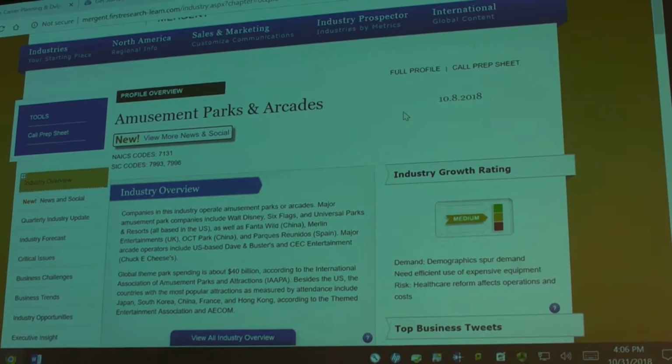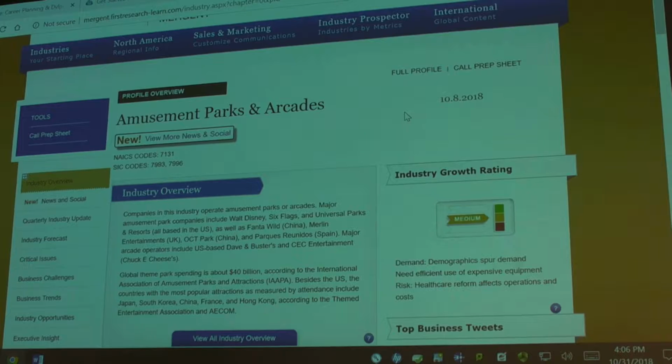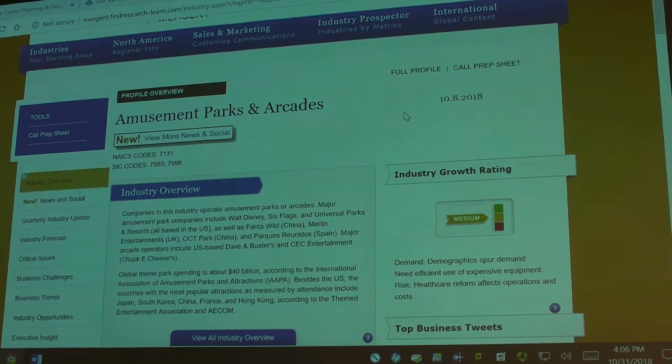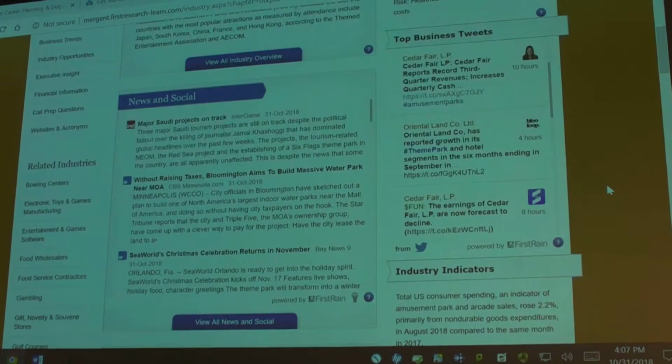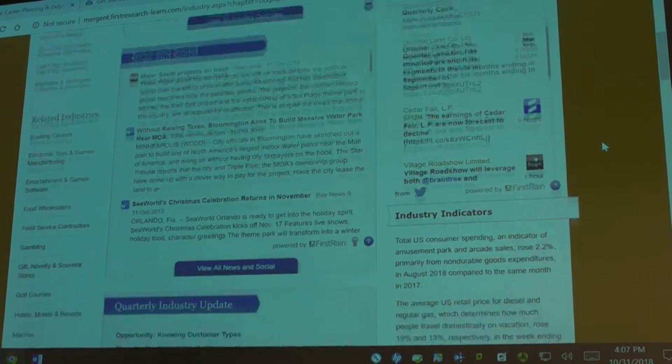You do not want to go into an interview with a company in a particular industry and you're looking at a report to prepare yourself, and that report is 5-10 years old. You want as recent as you can get. Other things to notice in here, you can follow social media for the industry right from this page, and it's updated on a regular basis.